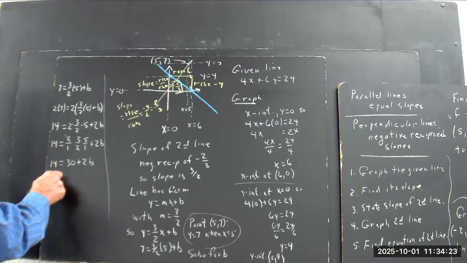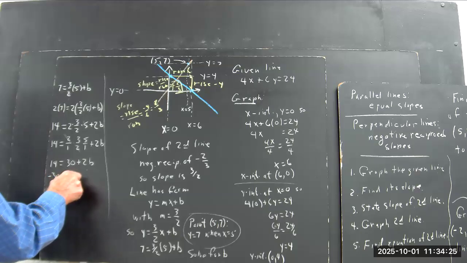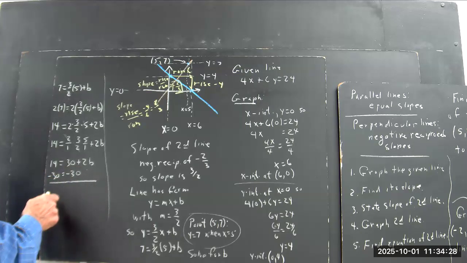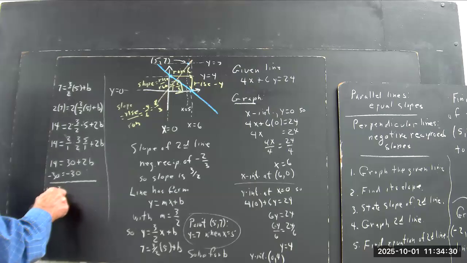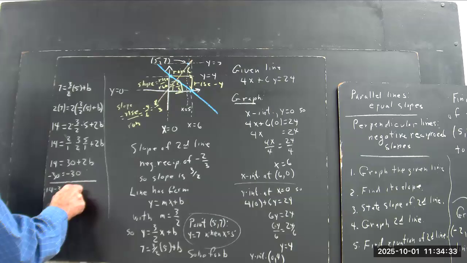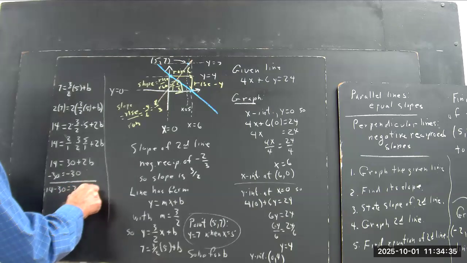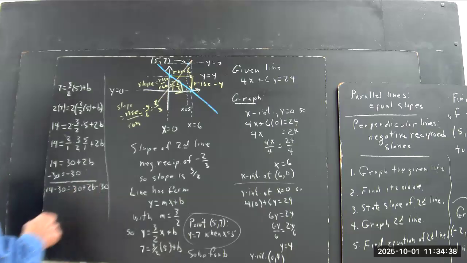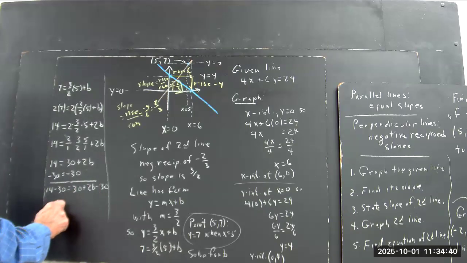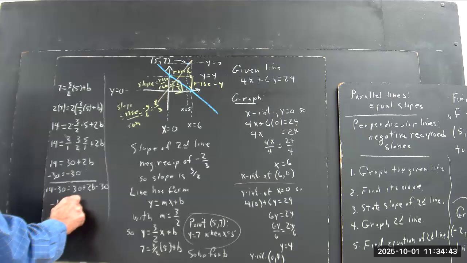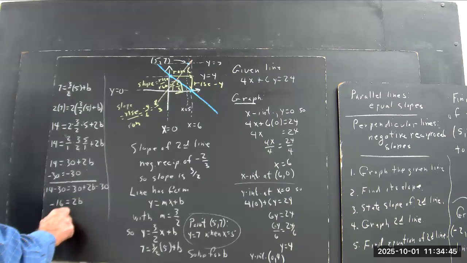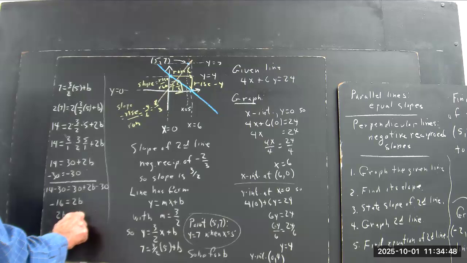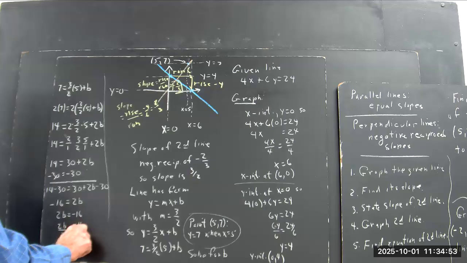So we generally like to do this. And we have then 14 minus 30 equals 30 plus 2b minus 30. That gives us negative 16 equals 2b. Write this out, 2b equals negative 16. Divide both sides by 2. And we get b equals negative 8.